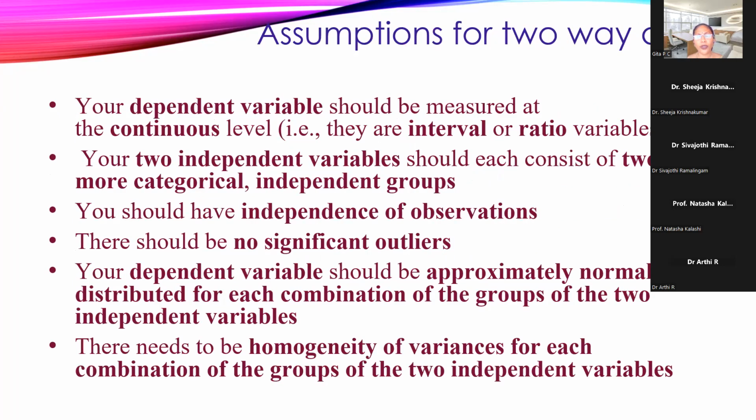So here, what are your assumptions? Some assumptions are common with that of ANOVA. Some assumptions are new. So let us see. First, the dependent variable should be a continuous variable. The independent variable should be a categorical variable. There should be independence of observations, no outliers. Your dependent variable should be normally distributed, and there should be homogeneity of variances. All this I've explained. So you have the same set of assumptions as for ANOVA.